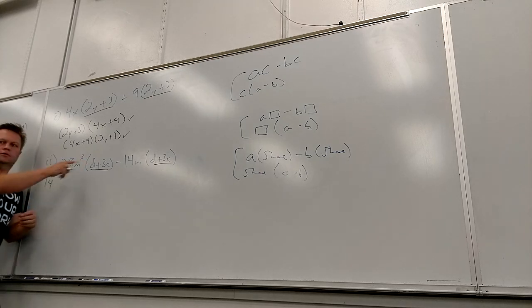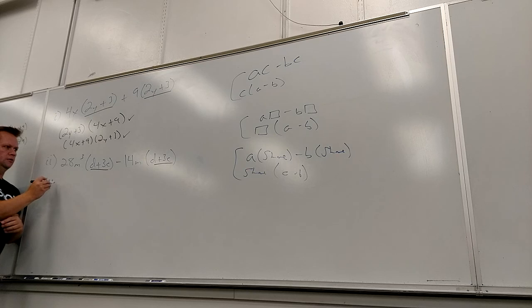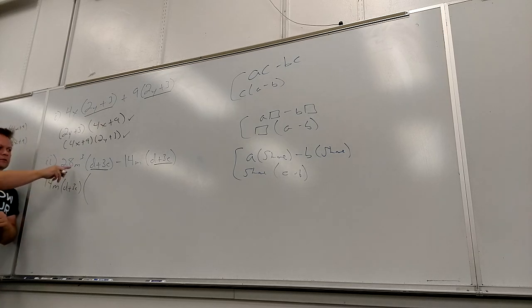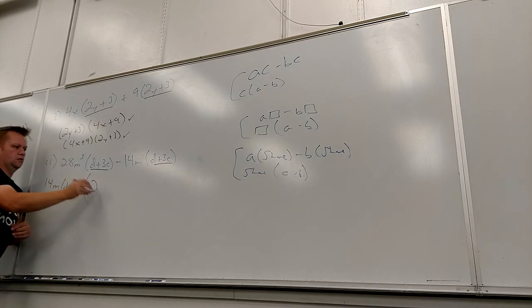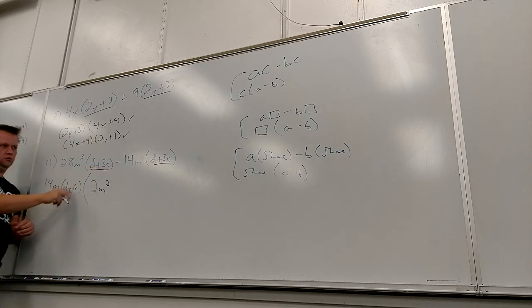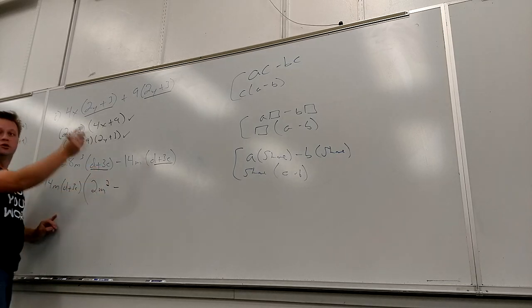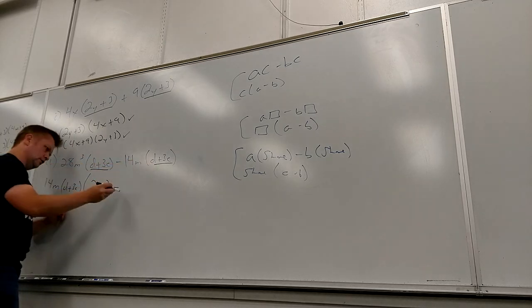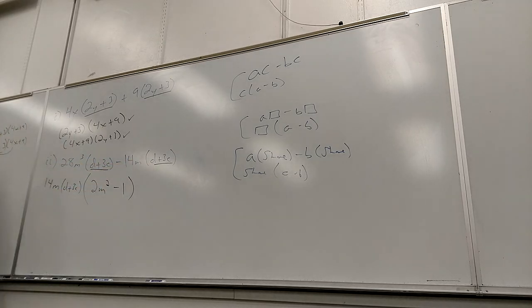So the greatest common factor. And then how many m's? 1 m. And how many d plus 3's? 1. And then what's left? 2m squared, minus 14 divided by 14, m divided by m, d plus 3 divided by d plus 3. This is 1. There we go.